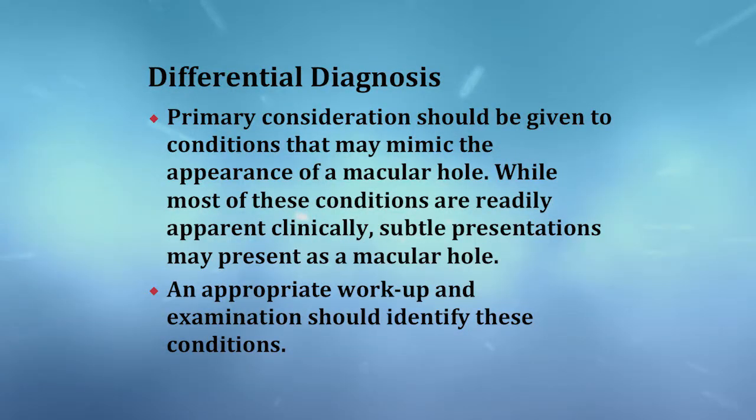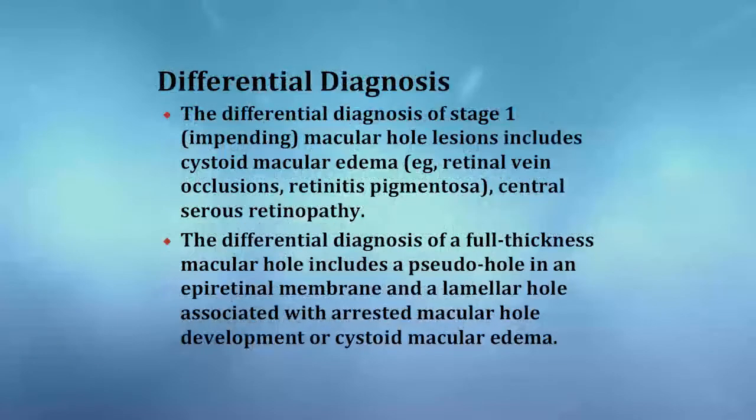Now we know the hole, we know how to diagnose it either in real life or with the machines or with the different techniques I just mentioned. It could also be misleading. The differential diagnosis should be kept in our mind. What would mimic the hole? What would simulate the hole? Primary consideration should be given to the conditions that mimic the appearance of the hole, while most of them are rapidly apparent clinically. An appropriate workup should be done to identify these conditions.